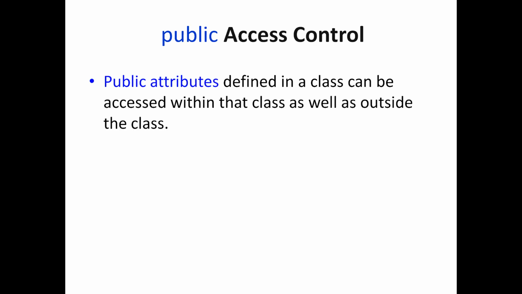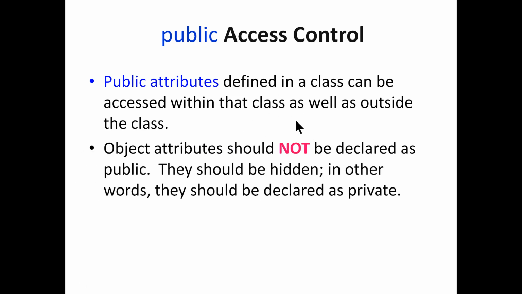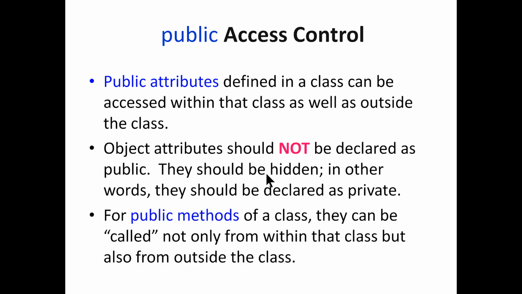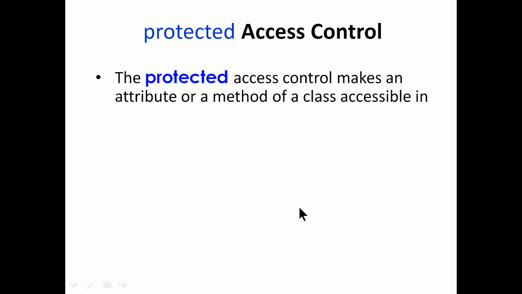Public attributes defined in a class can be accessed within that class as well as outside. Object attributes should not be declared as public. They should be hidden. They should be declared as private. And a public method is a must. Why? Because you can call it from outside to work with the data member.